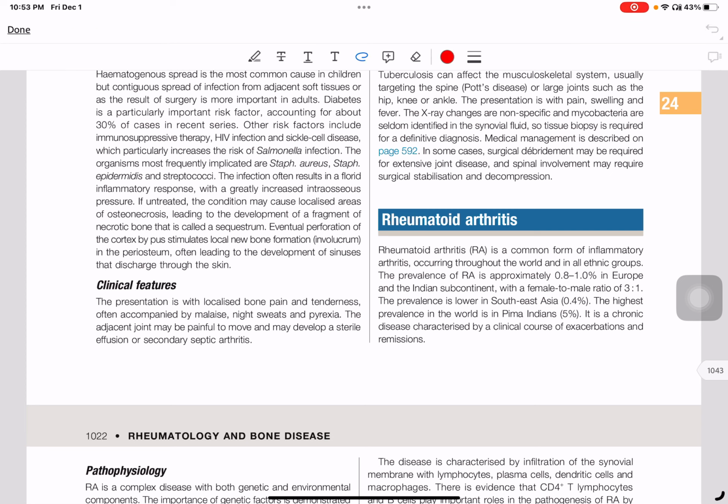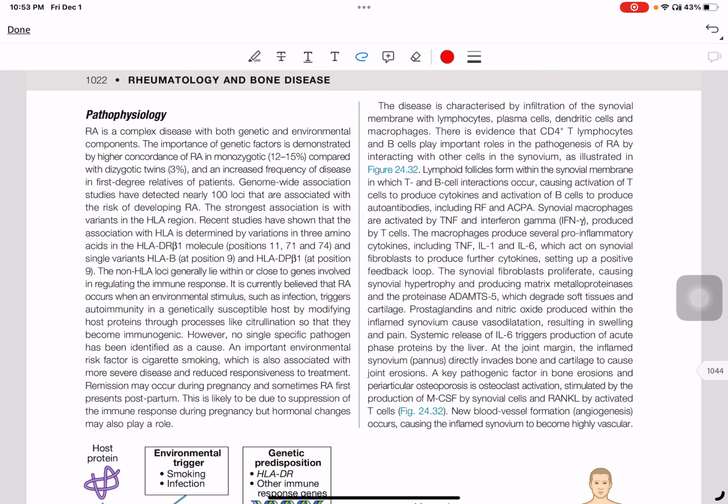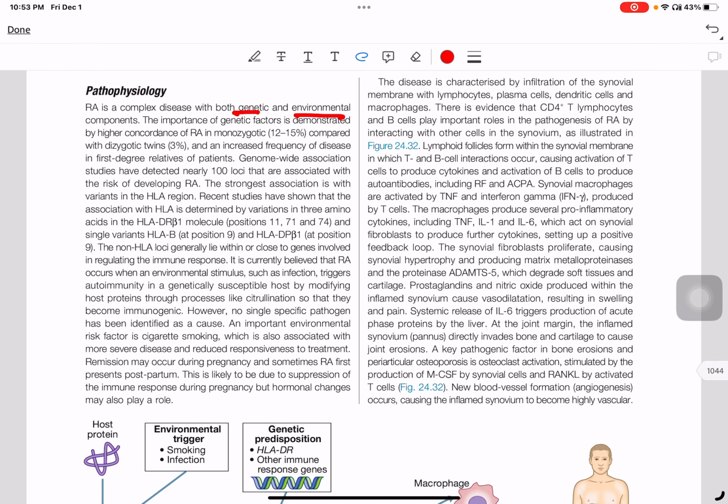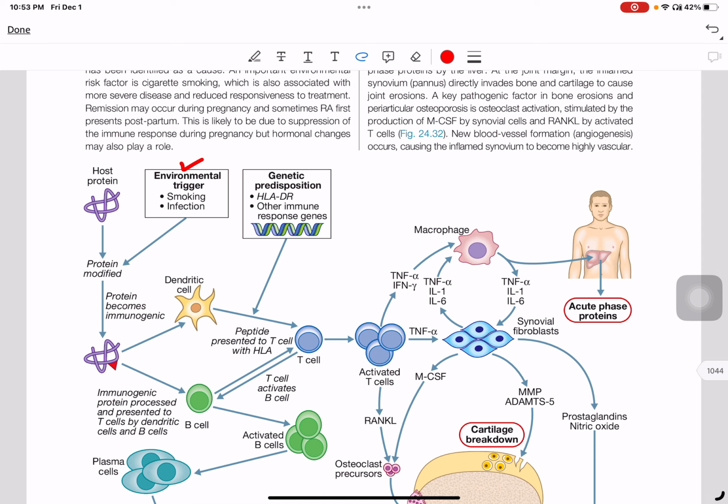So rheumatoid arthritis is a chronic inflammatory arthritis. The pathophysiology involves genetic predisposition and environmental predisposition. From the picture we can see environmental trigger factors like smoking and infection, and genetic predisposition like the HLA-DR4 association, and some other immune responses are responsible.